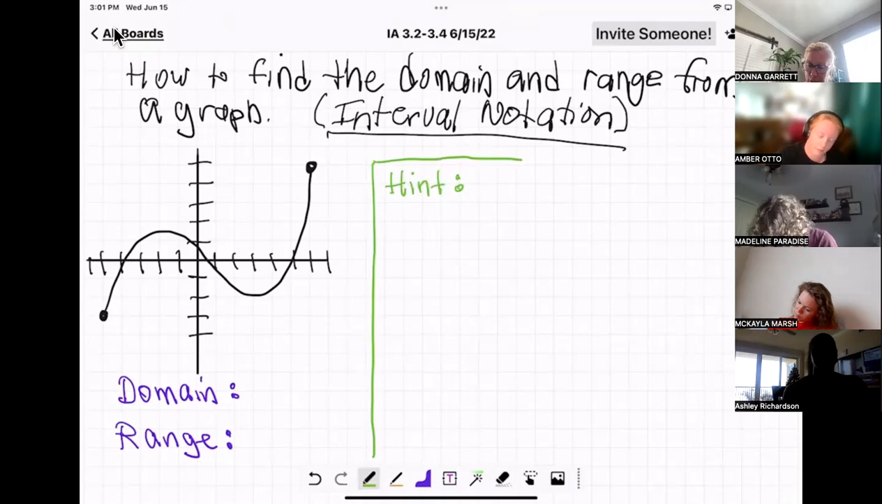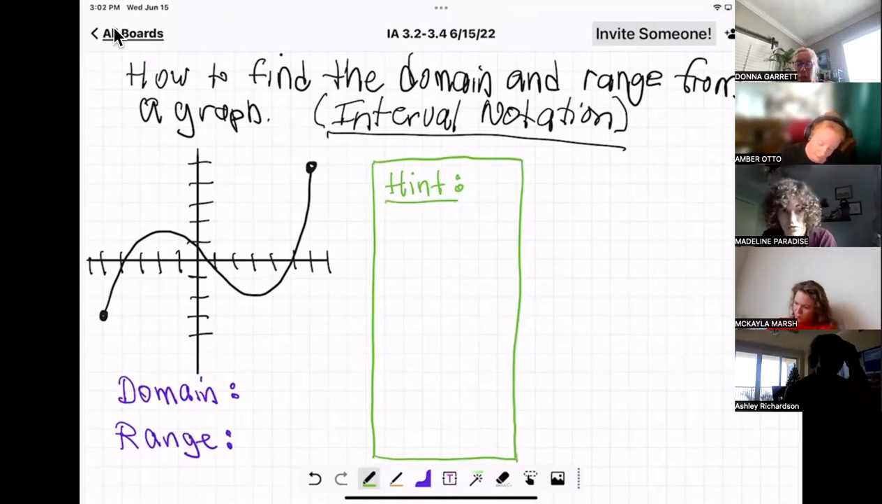And I have a little hint for you on how to do domain and range of a graph a little bit easier than what it's going to be. Okay, so it's not bad. I don't want to make it sound bad, but I know a lot of students have a hard time with this. A lot.